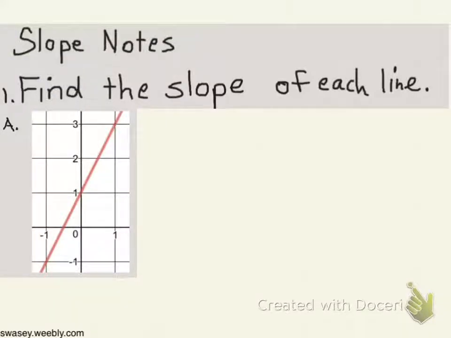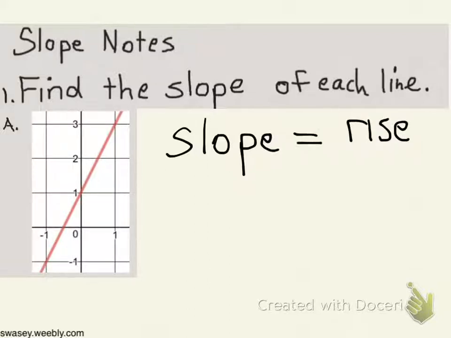To find the slope between 2 points on a line, you do rise over run. So slope in words is rise over run, rise divided by run. Rise is how much you go up or down. Run is how much you go left or right. If the rise is positive, it goes up. If the rise is negative, it will go down.